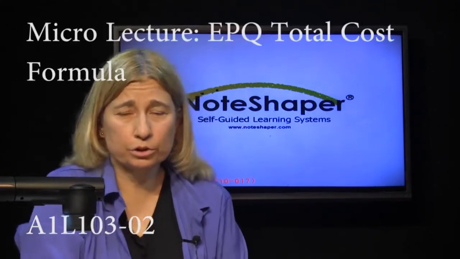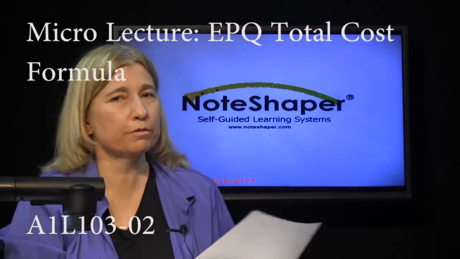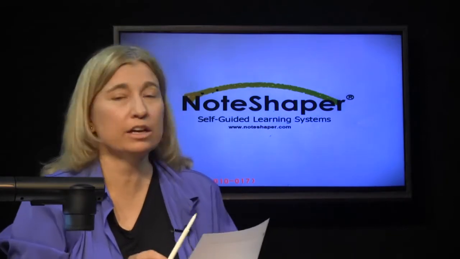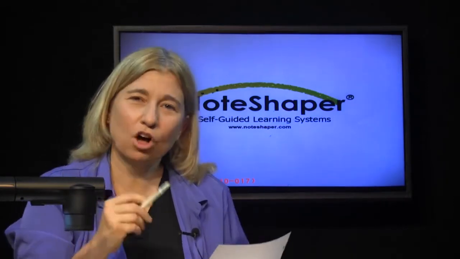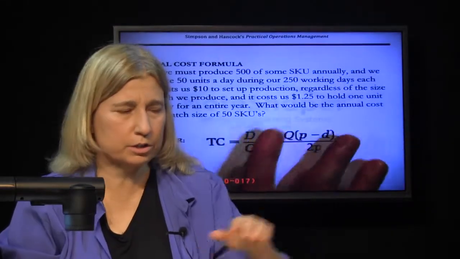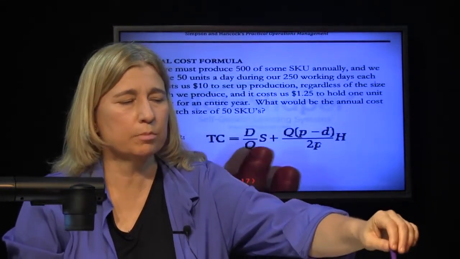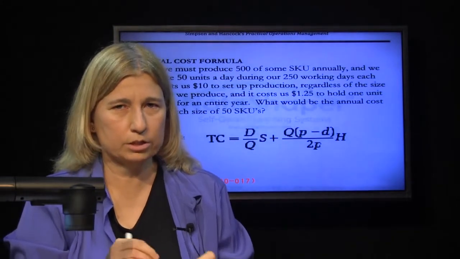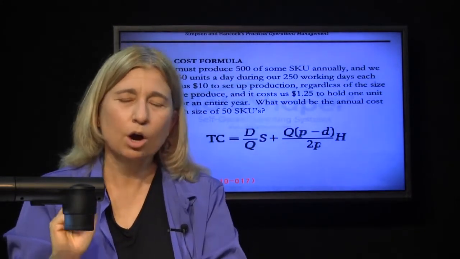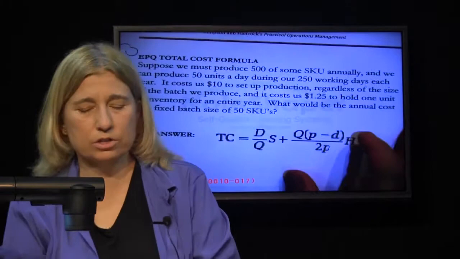The EPQ total cost formula is a tool for finding the total annual cost of any order size Q as long as you make the stuff. Now, one of the tricks with using the EPQ formula is making sure that it's appropriate to be using the EPQ formula. What is it that we're looking for in a scenario?